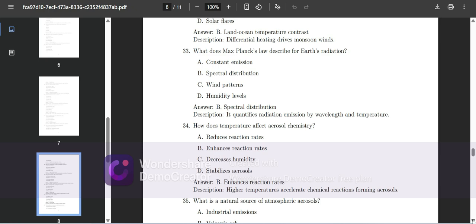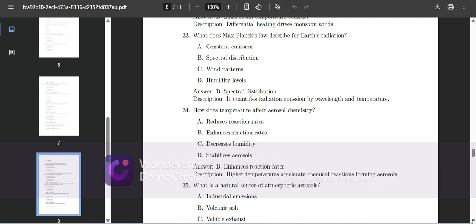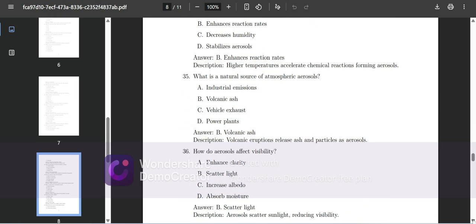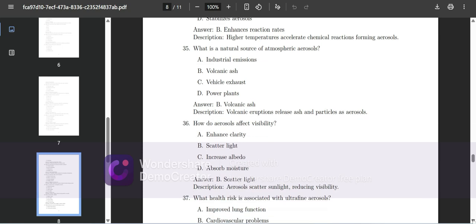How does temperature affect aerosol chemistry? Enhances reaction rates. Higher temperatures accelerate chemical reactions forming aerosols. What is a natural source of atmospheric aerosols? Volcanic ash. Volcanic eruptions release ash and particles as aerosols.